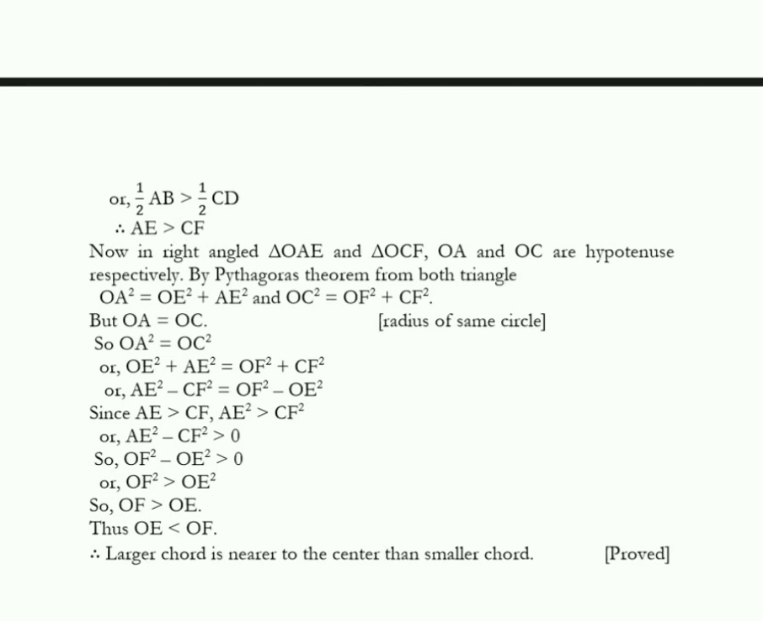Now if the square is greater, obviously the square root is also greater, that means OF is greater than OE. So OF greater than OE means OE is less than OF. That is, the larger chord is nearer to the center than the smaller chord. That's how theorem number 5 is also proved. So boys, in the next class we'll do another topic from your book. I hope this is very clear to you. See you in the next class.